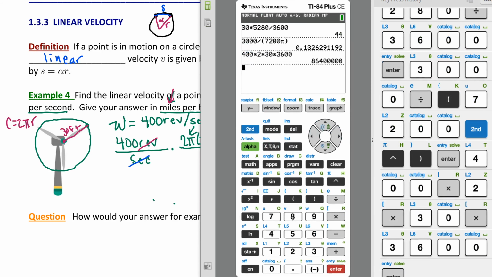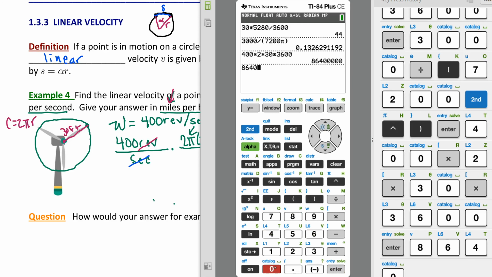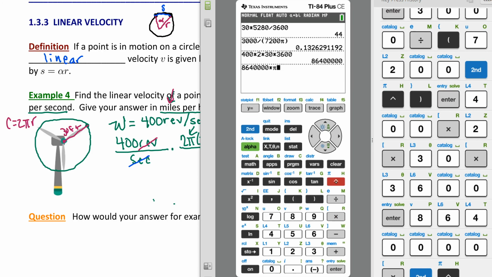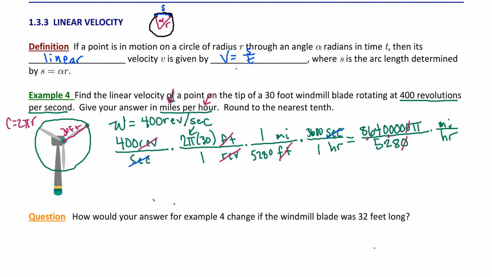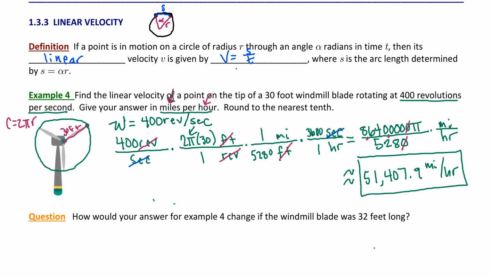So we have 8,640,000 times pi divided by 528. This gives us 51,407. We're going to round to the nearest tenth, so 0.9. That is 51,407.9 miles per hour. That is booking it.